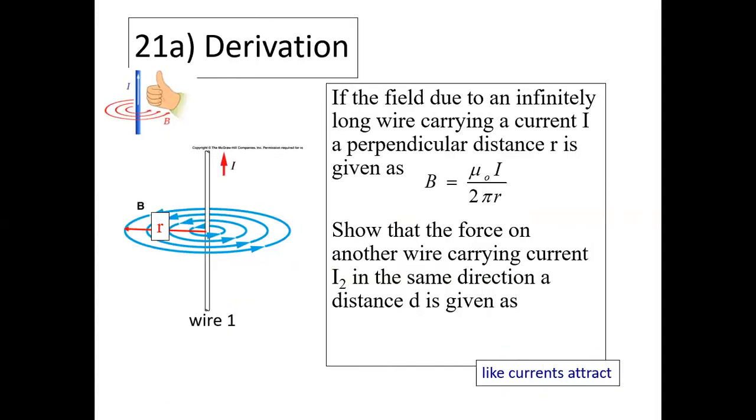Okay. You have to memorize the formula, right? Not given to you. A level, they are given to you. They have a conductor, the field around the conductor at a perpendicular distance r away, is given by this formula. Then show that the force on another conductor, another wire carrying current I2 in the same direction, a distance d away, is given by this equation.